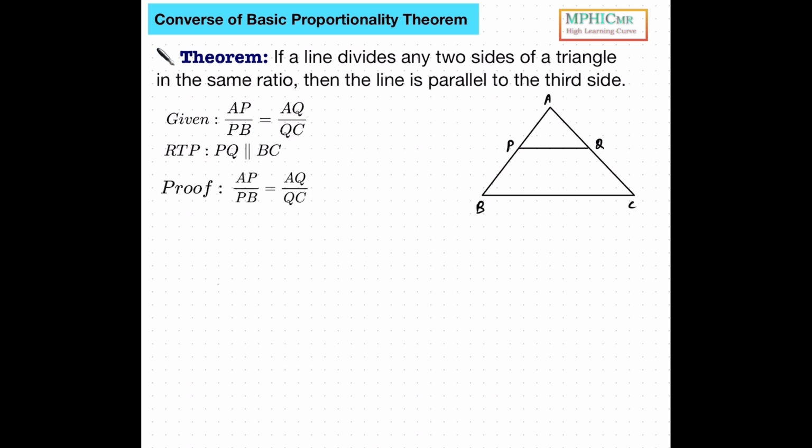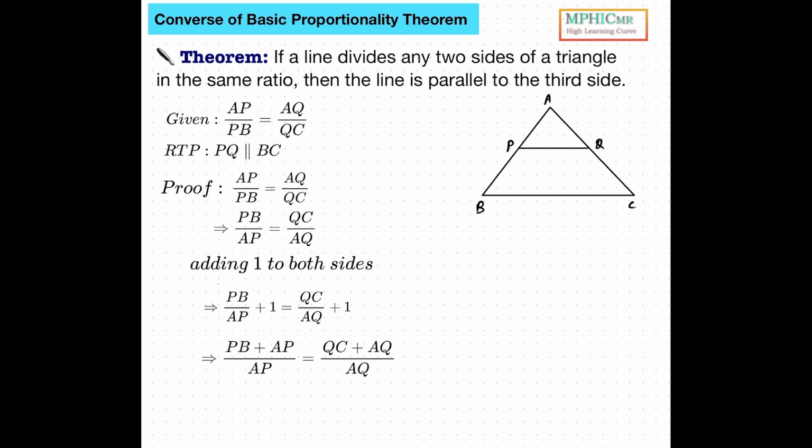Now to prove it, we'll take the given statement, which is AP upon PB equals AQ upon QC, and we will take the reciprocal of it, which will be PB upon AP equals QC upon AQ. Now we are going to add 1 to both sides, and on taking LCM, we'll get the statement as PB plus AP upon AP equals QC plus AQ upon AQ.